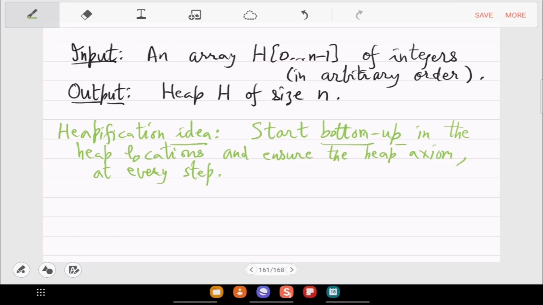Well, even then it may not be a heap, because when you exchange the root value with children, maybe more modifications will be needed, so then you will come down. Okay, so you go up, you come down. But every time you get closer to a heap.